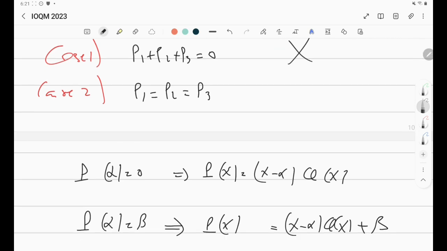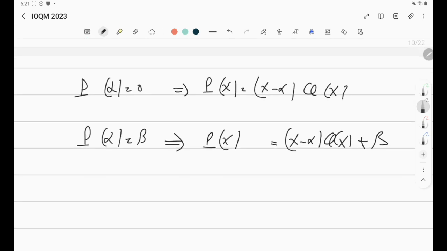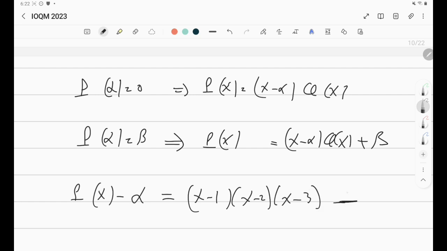Well, remember, we know that P of 1 and P of 2 and P of 3, let's say this is whatever, let's call it alpha maybe. Then P of x minus this alpha accepts 1 as a root, 2 as a root, 3 as a root. So that means this thing is just equal to x minus 1, x minus 2, x minus 3, and times some stuff, q of x. But guess what? This thing is cubic. This already is cubic. So this thing is just a constant number.